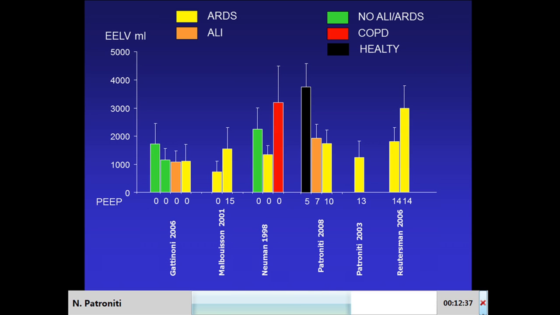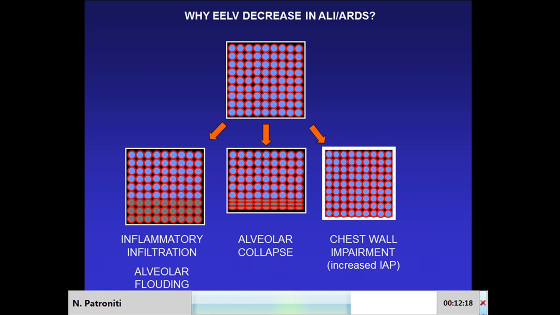These are the PEEP levels used in the study. In green, the moderate RDS, in yellow, the severe. And you see that we have an end expiratory lung volume between 1,000 and 1,500. Why is the end expiratory lung volume decreased in RDS patients? Well, because of inflammatory infiltration, because of alveolar collapse, because of chest wall impairment. Again, we will measure something, but we don't know what is behind that.